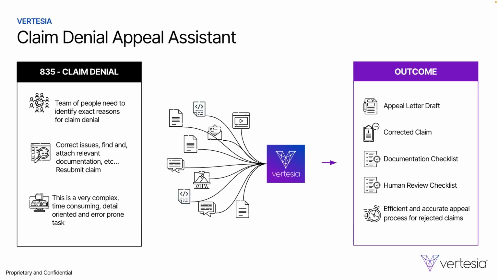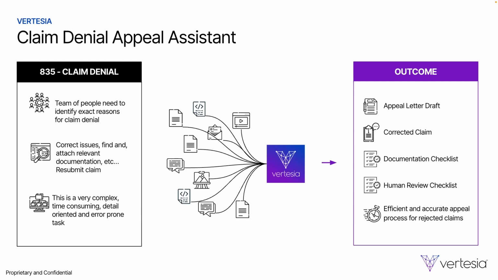Now, the Vertesia AI agent streamlines this process. So instead of humans sifting through mountains of information, our AI does the heavy lifting. So it reviews all the relevant information. It's going to draft an appeal letter. It's going to provide corrected claim information and generate two checklists, one for documentation and another for human review.